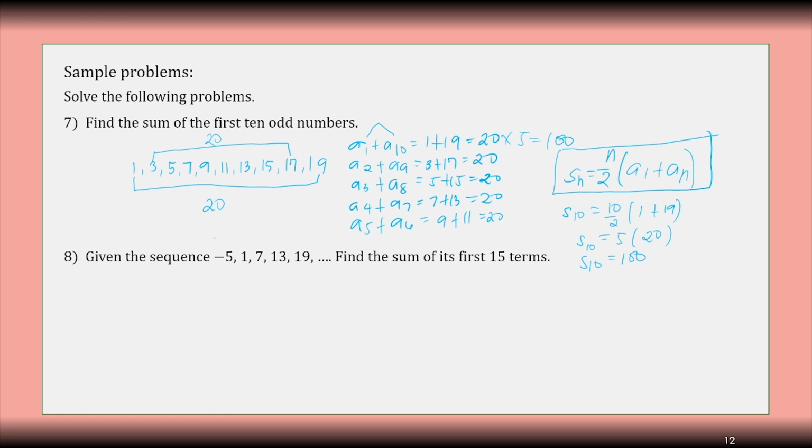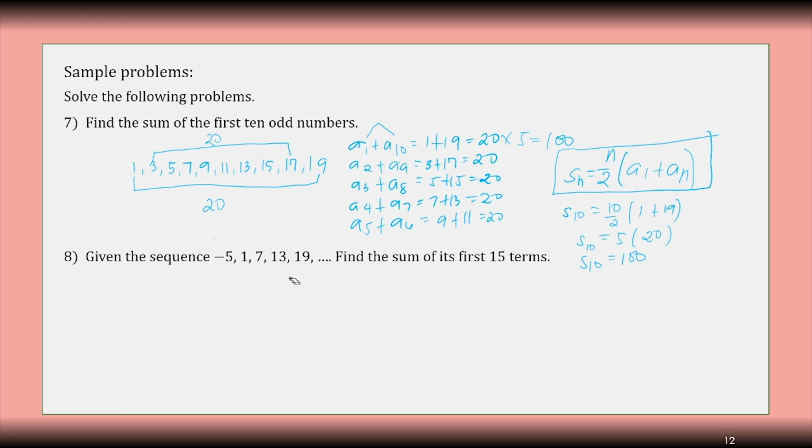The given is, the sequence is negative 5, 1, 7, 13, 19. Find the sum of its first 15 terms. Based on this, the last term is not given. Ibig sabihin, hindi na applicable kagad yung ating formula. Now, ang gagawin natin, syempre, magde-derive tayo.